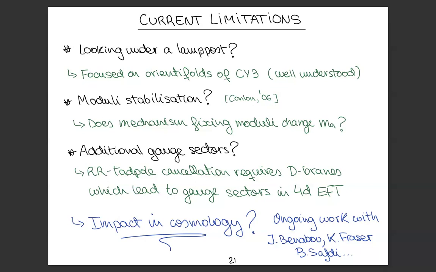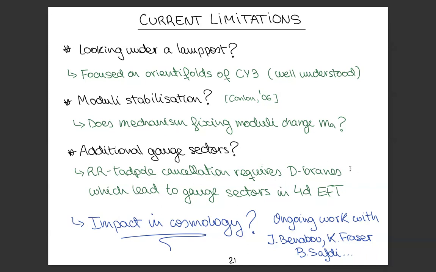First of all, we don't know if we are looking under a lamppost, because these kinds of studies are focused on oriented fold Calabi-Yau threefolds. There is no modular stabilization implemented. There is no understanding of possible additional gauge sectors that could couple to all these axions and could totally change the masses and all the patterns that we observe.